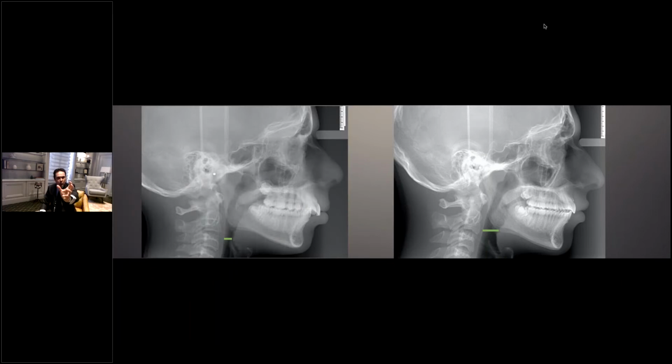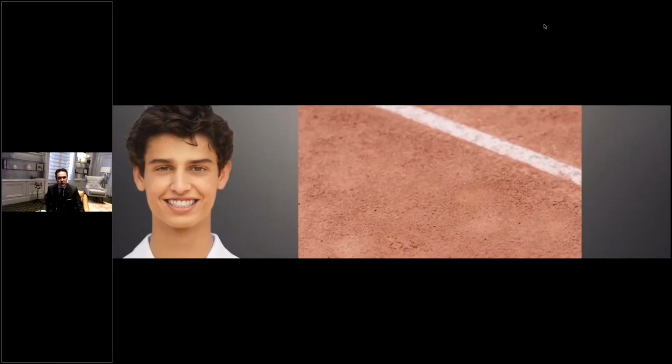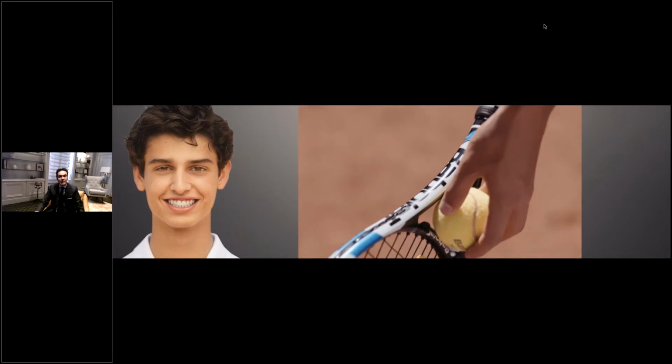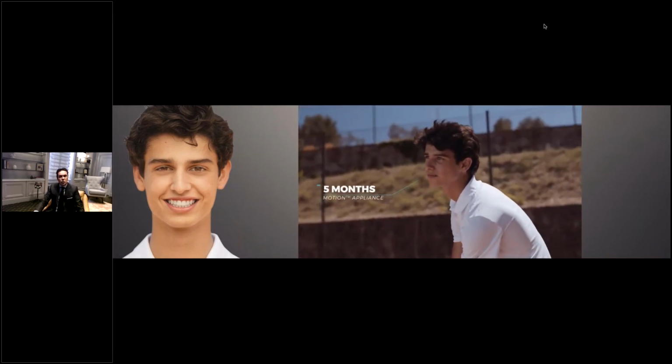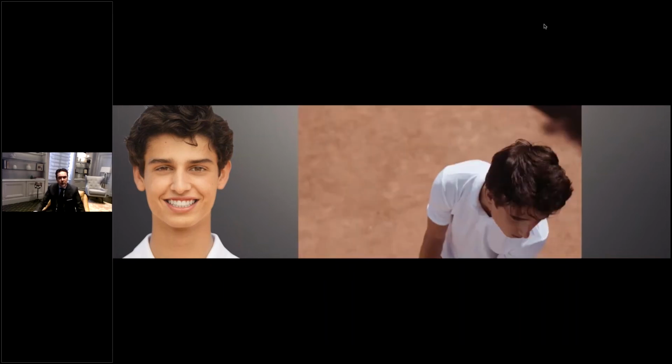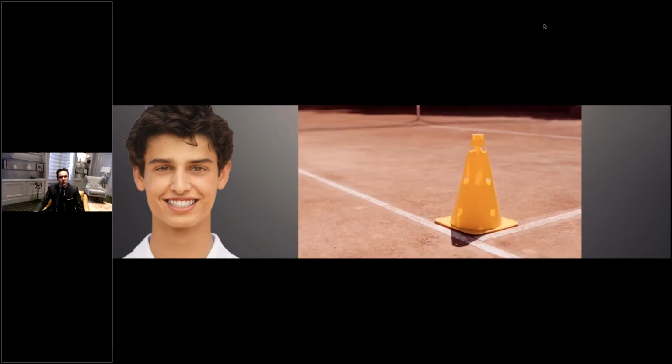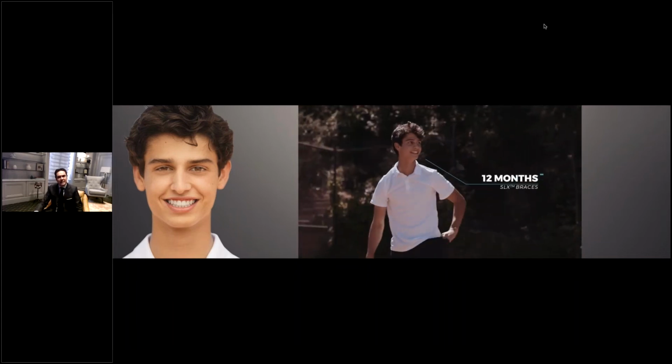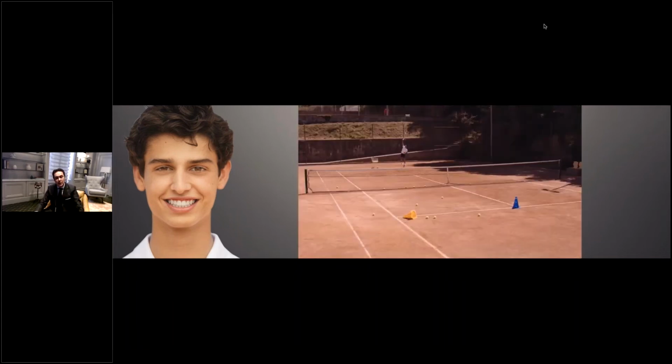Look at the airway at the beginning of the treatment in this particular patient, and look at the end of the treatment. So this is one of the most important things. Now this patient can play tennis beautifully, and look at him. He looks so attractive, so good looking, and now he is able to play sports. We enhance the airway of the patient. Here we can see that he looks very nice with a nice smile.